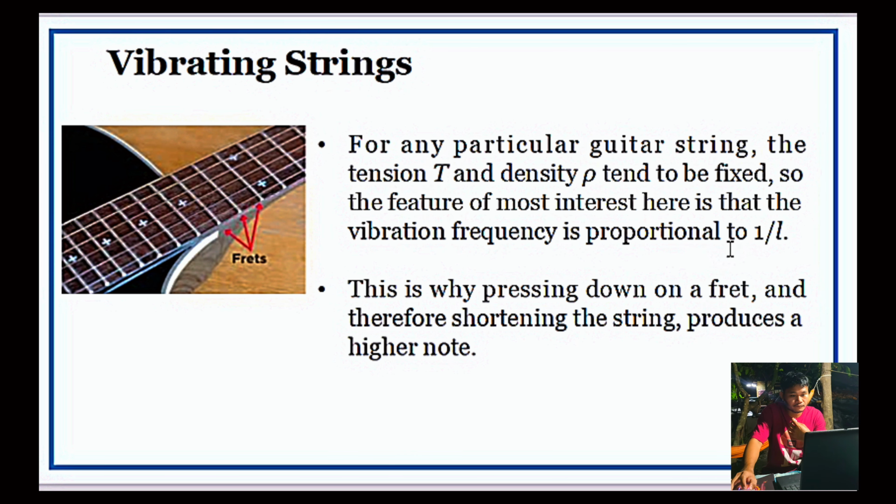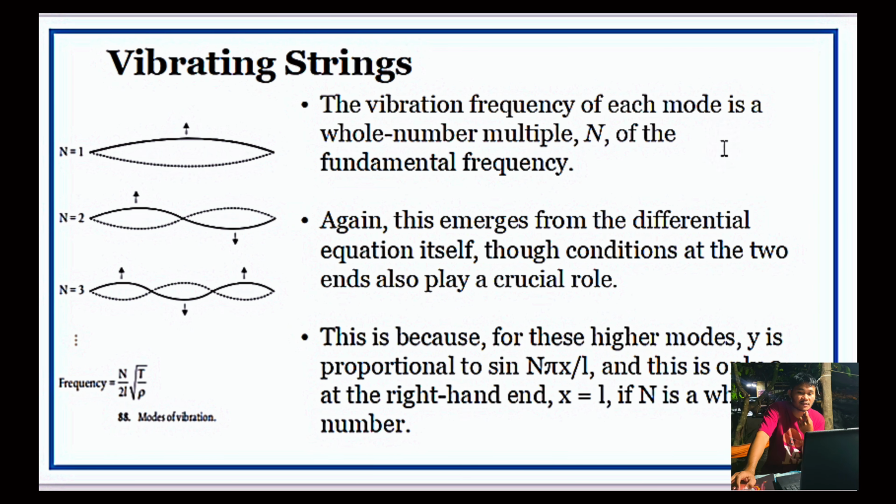For any particular guitar string, the tension T and the density rho tend to be fixed. So the feature of most interest here is that the vibration frequency is proportional to 1 over L. This is why pressing down on a fret, and therefore shortening the string, produces a higher note. The vibration frequency of each mode is a whole number multiple, represented by n, of the fundamental frequency. Again, this emerges from the differential equation itself.